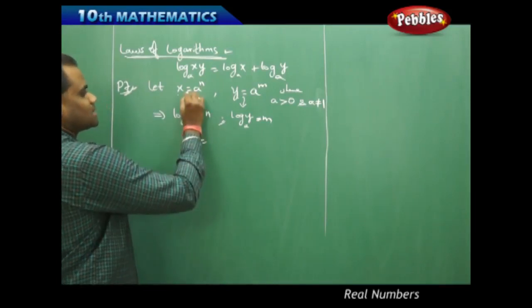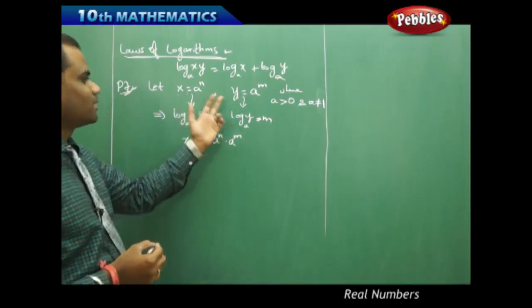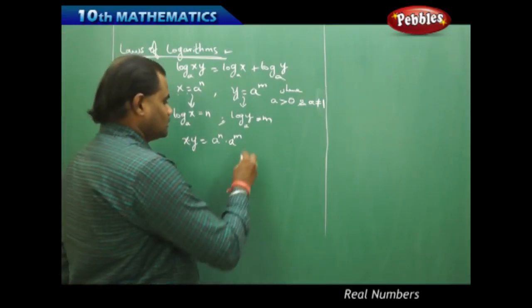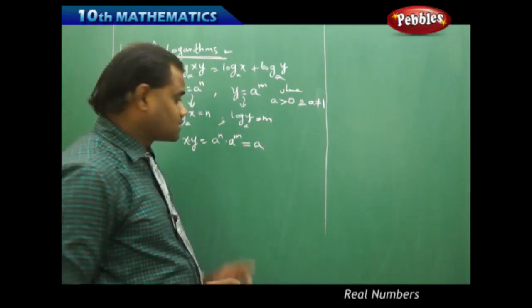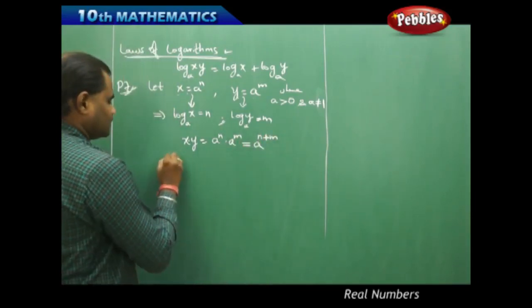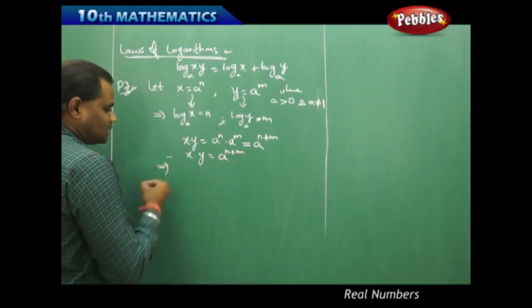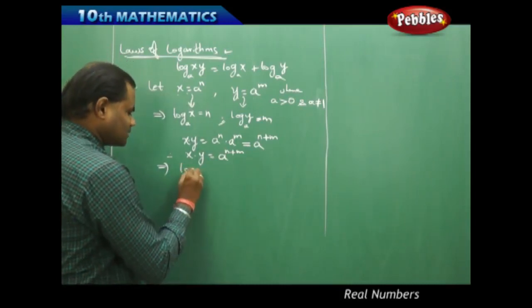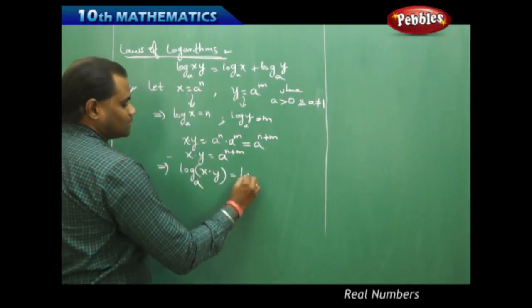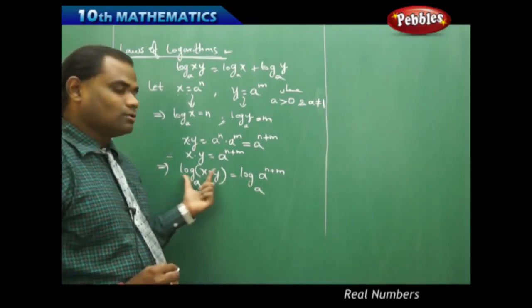So x into y would be a power n times a power m, because x is a power n and y is a power m. Substituted, the product gives me a power n times a power m. This, using the first law of index, gives me a power n plus m because the bases are same. Therefore, x into y is a power n plus m. I apply log on both sides, so that I get log applied on the left hand side to the base a, and log a power n plus m to the base a, where log is applied to the base a on both sides.